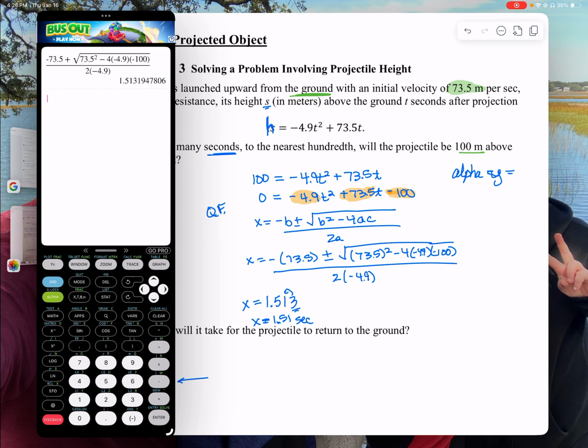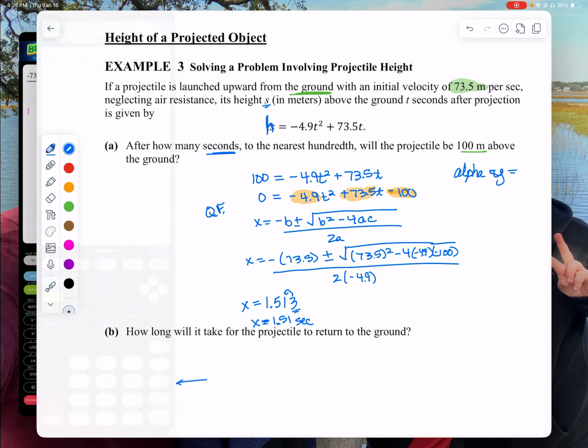If you hit alpha y equals and you do not get that fancy thing that I had, that's not a big problem. All you have to do is add in some parentheses. So if that is your case, before you do anything, you're going to put parentheses here, then enter everything that I have, and then close that parentheses.